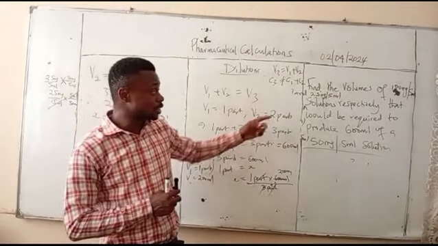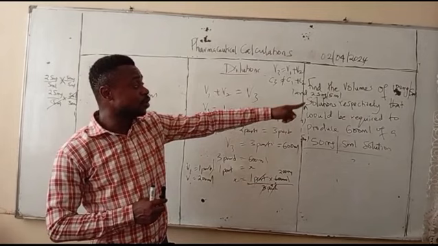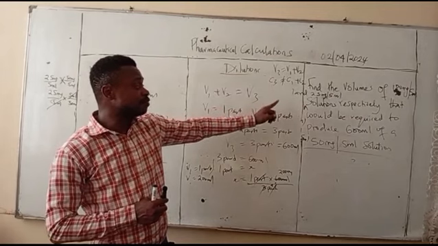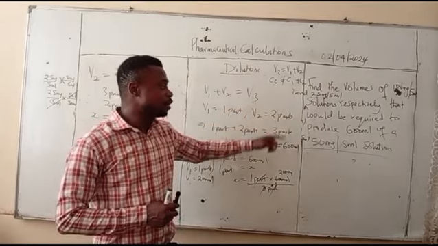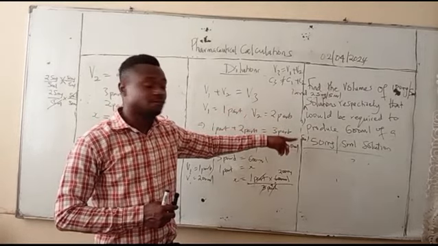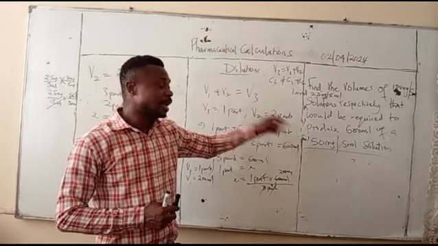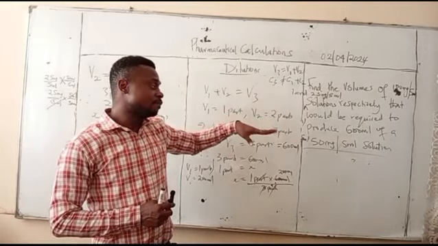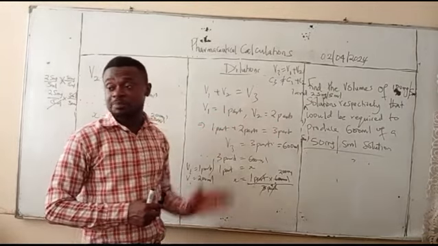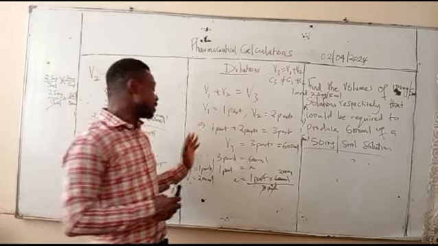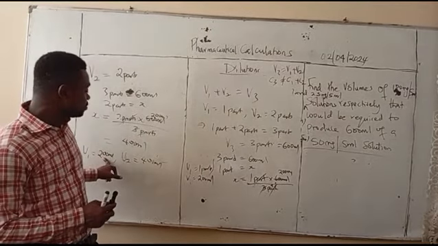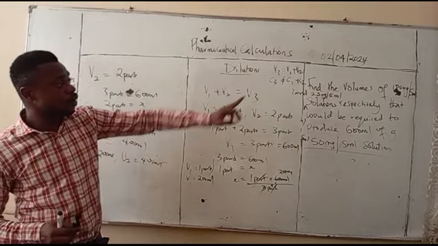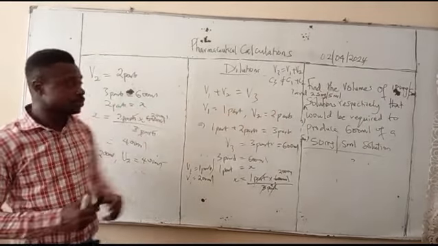was structured. The question said, find the volumes of 100 milligram per 5 ml and 25 milligram per 5 ml solution, respectively, that will be required to produce 600 ml of 50 milligram per 5 ml solution. Simply say 200 ml of 100 milligram per 5 ml solution.